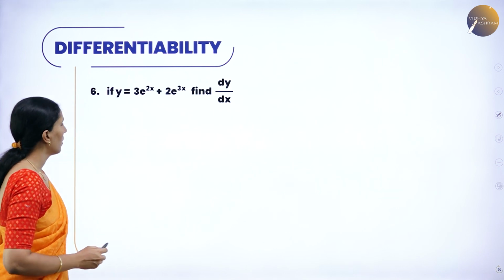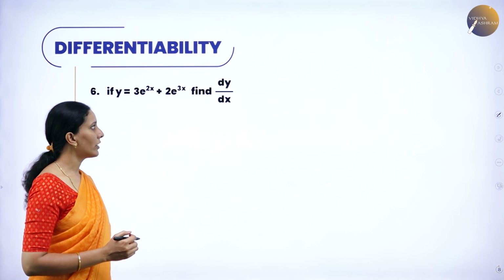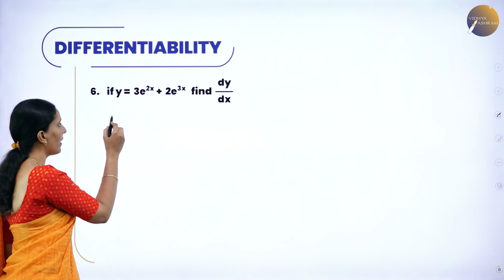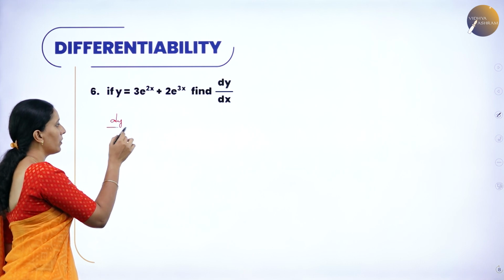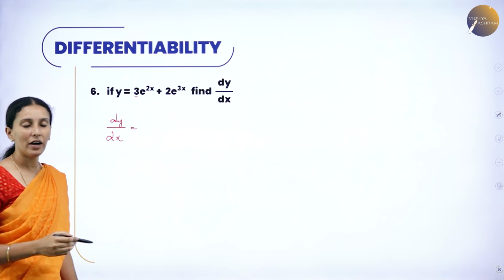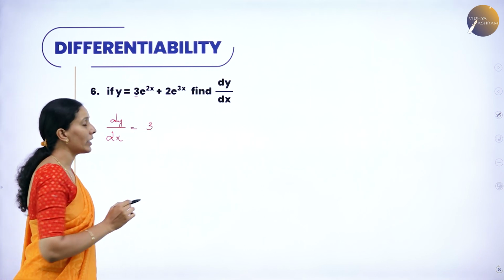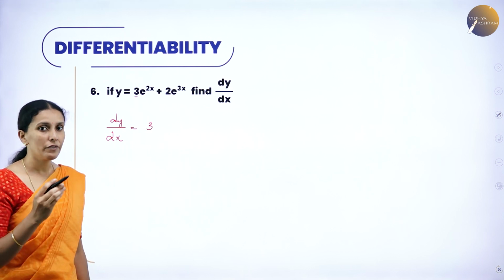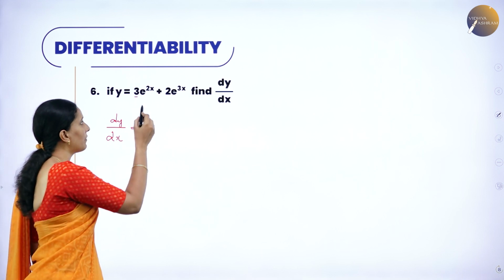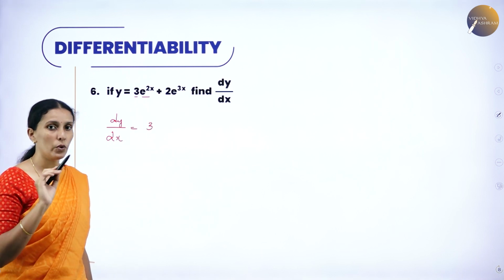Next, if y is equal to 3 e power 2x plus 2 e power 3x, find dy by dx. So here we have already y. So let me find out dy by dx. Any constant with the function, write as it is. So we have 3 here, 3 into e power 2x. Derivative of e power x is e power x only, but here we have e power 2x. So after taking the derivative of e power 2x, we have to differentiate 2x again.